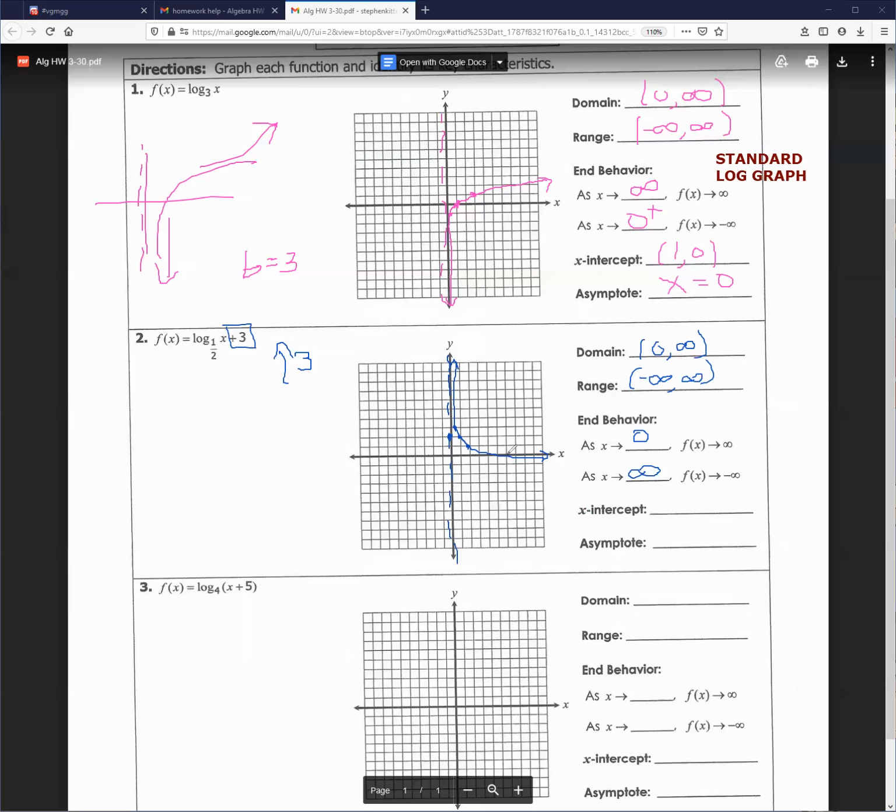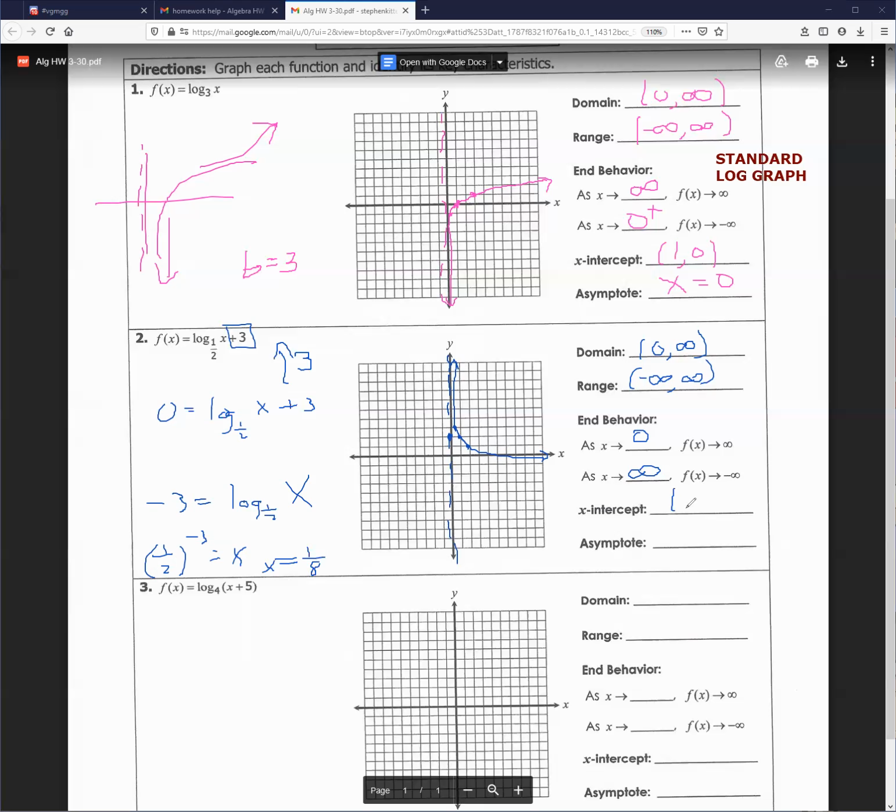X-intercept. So this will be equal to 0. Well, let's figure that out. 0 equals log base 1/2 of x plus 3. So -3 equals log base 1/2 of x. So we'll do 1/2 to the power on both sides. 1/2 to the -3rd equals x. And we will conclude that x is equal to 1/8.